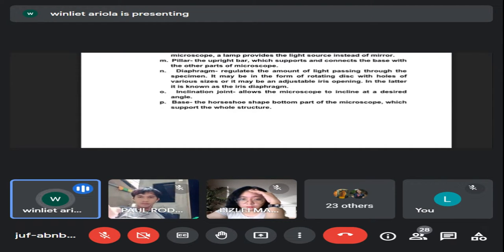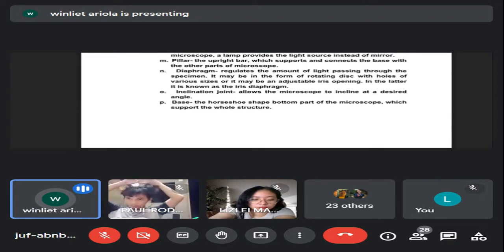Okay, so there are some specimens na kailangan ng more light para mas makita talaga. Yung ibang specimen naman, pwede okay na kahit kakaunting light lang, makikita nyo na yung specimen. Okay, so this is where this diaphragm gets in. Next is we have the inclination joint. It allows the microscope to incline at a desired angle.